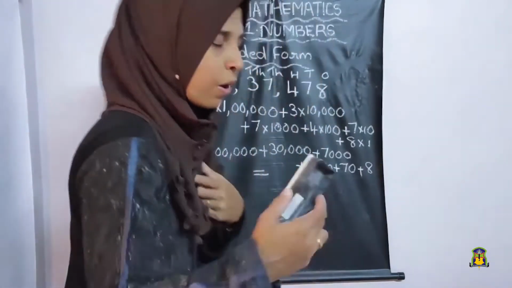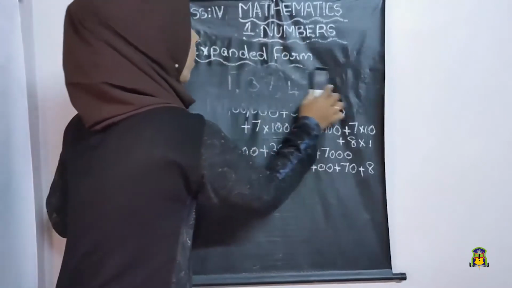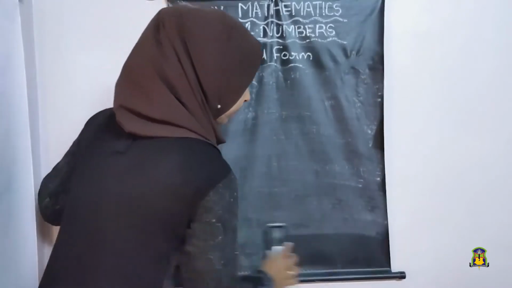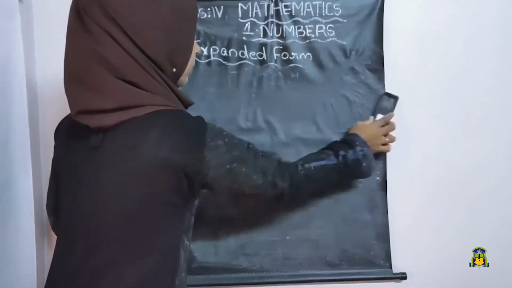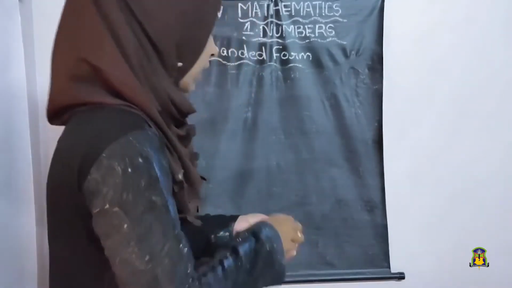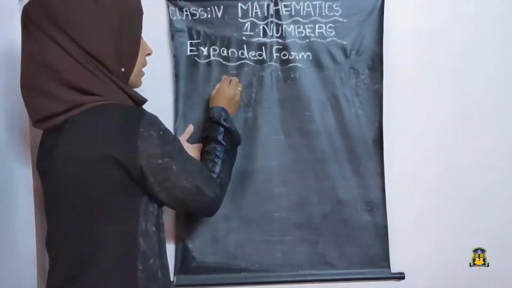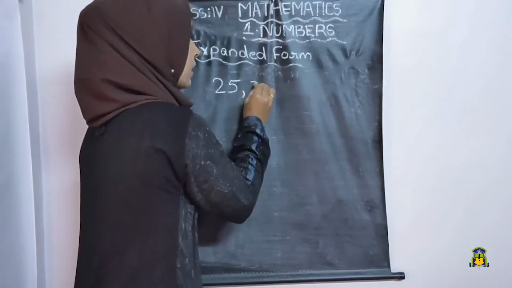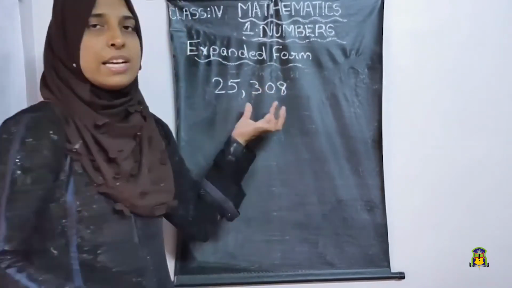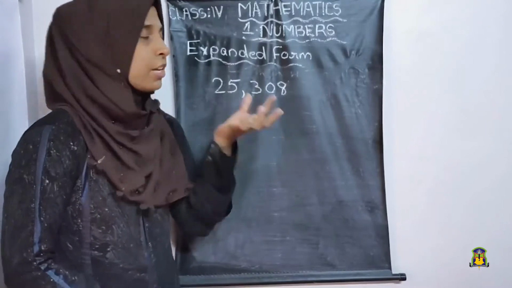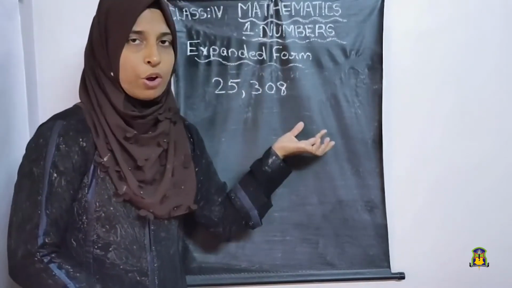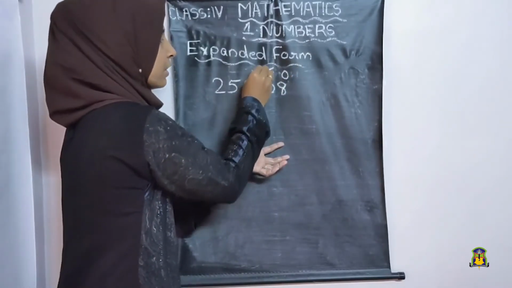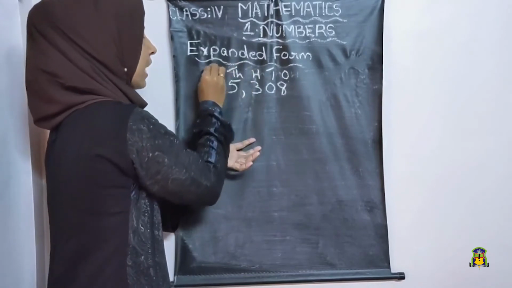Okay, let's do one more problem to write the expanded form of a number. I am going to write a 5-digit number. So it is 25,308. This is a 5-digit number. So to write the expanded form, first I am going to write the places from the right side: ones, tens, 100, 1,000 and 10,000.